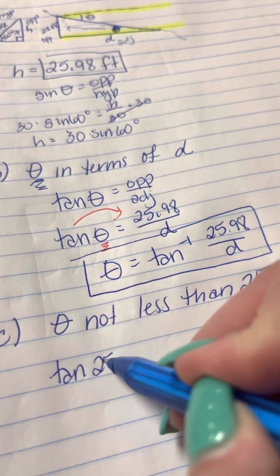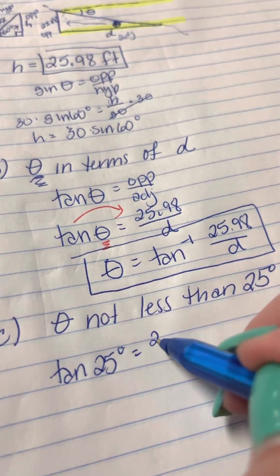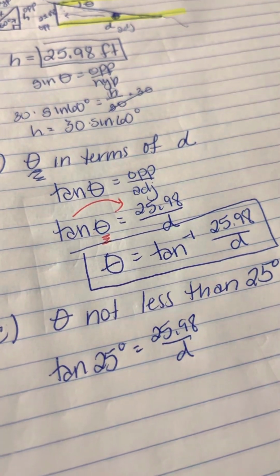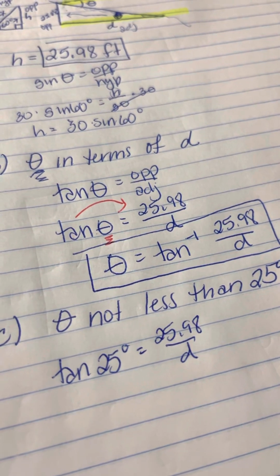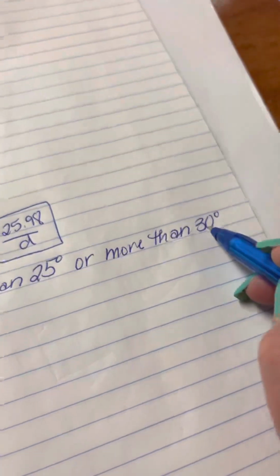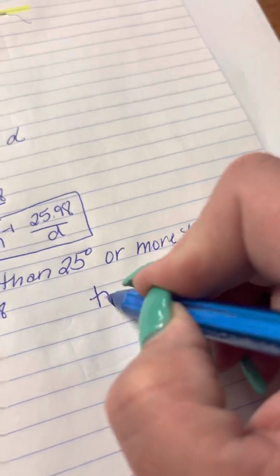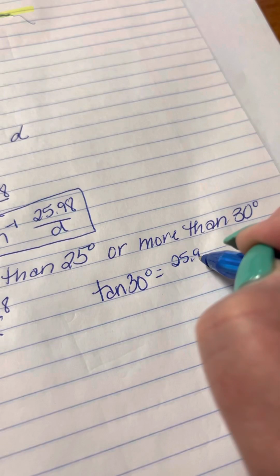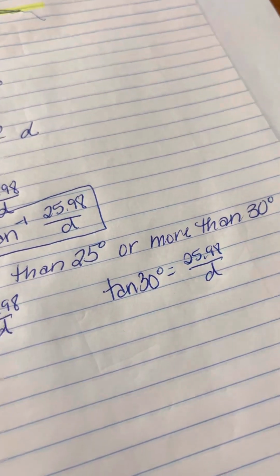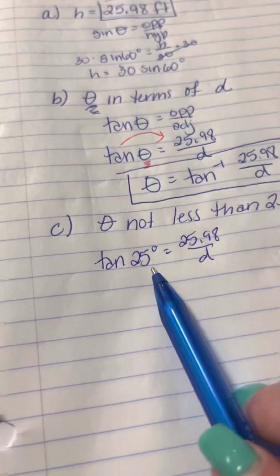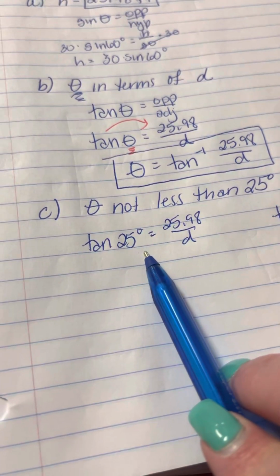That's the smallest value that D can be. And then I'm going to redo that equation, but this time, to find the largest value that D can be, I'm going to let theta be 30 degrees. And then I have to solve this for D, that'll give me my largest distance. Solve this for D, that'll give me my shortest distance.